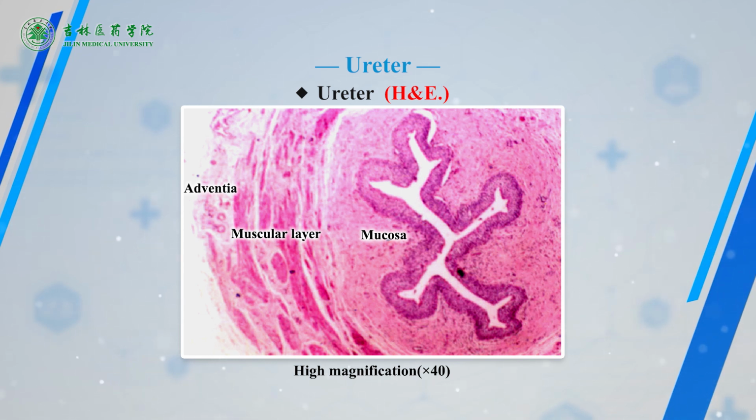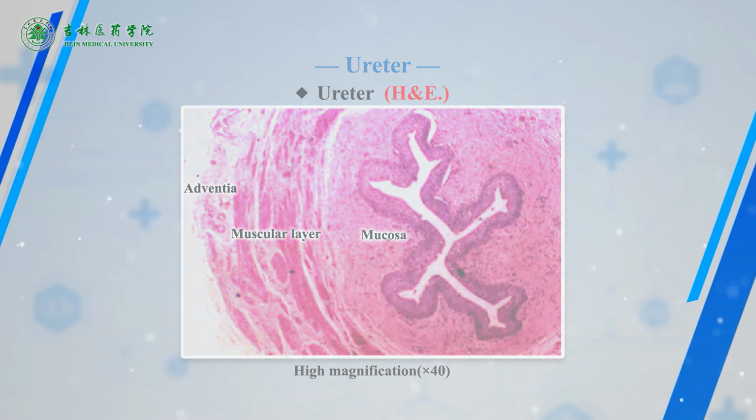The upper 2/3 of the ureter wall contains 2 layers of smooth muscle, an inner longitudinal layer and an outer circular layer, and the lower 1/3 of the wall includes an internal longitudinal, a middle circular, and an external longitudinal layer. Surrounding the muscular wall is the loose connective tissue adventitia, which contains plentiful blood vessels.